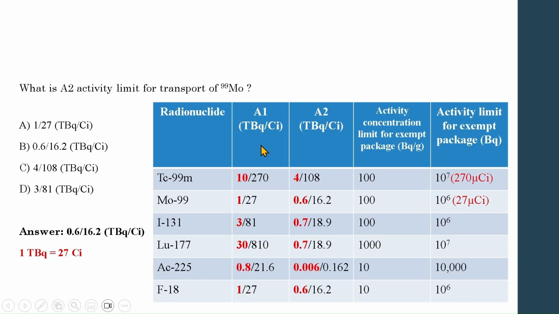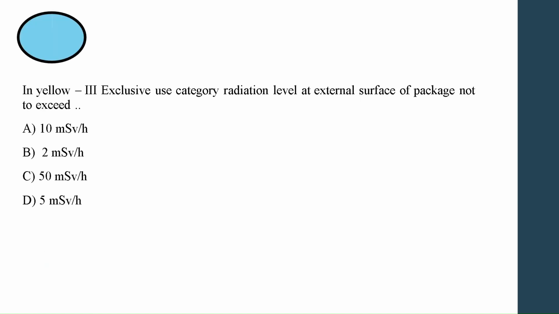And this is the table depicting the various A1 and A2 activity limits for various radionuclides that are routinely used in nuclear medicine. One should remember that for F18, for A2 other than special form, the maximum limit is 16.2 curie. That is equivalent to molybdenum 99 only. So for F18 and molybdenum 99, the maximum limit of transport in the A2 category is the same. So you should remember all these values.